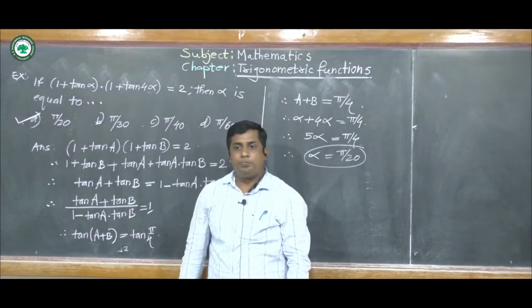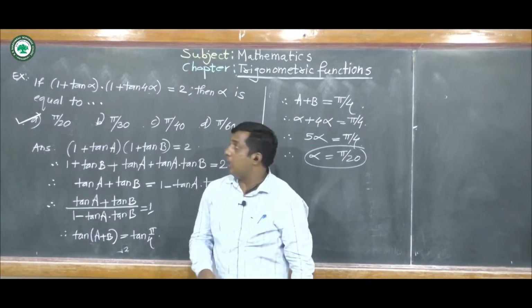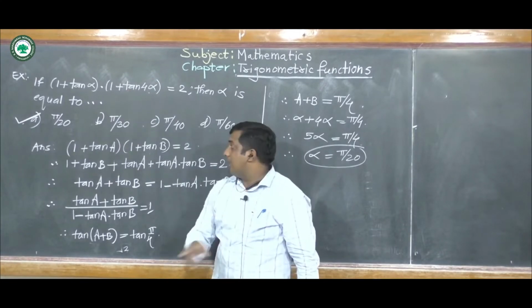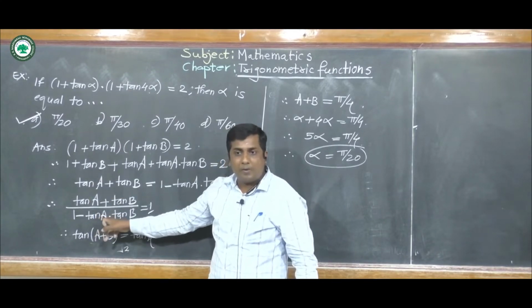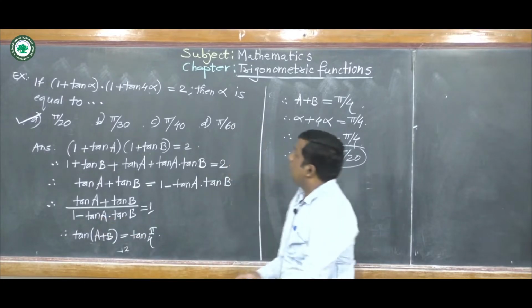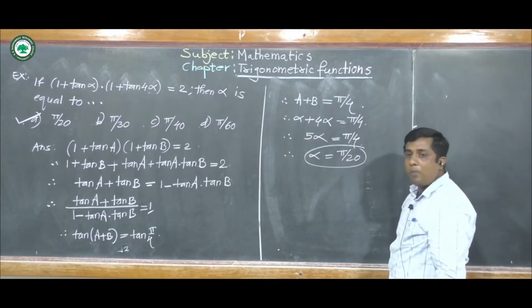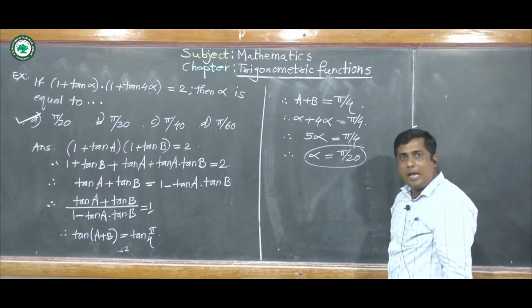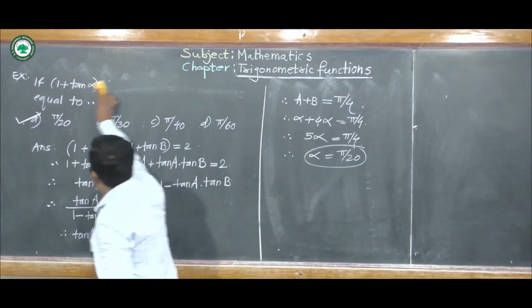So remember, to find the value of the given alpha, we use the tan of A plus B form. Okay, so this example is very important. Now we go with our next example.